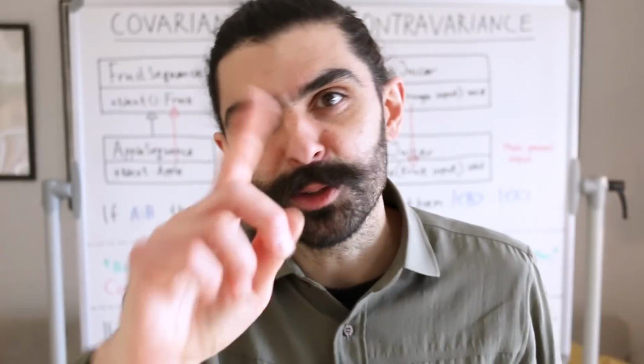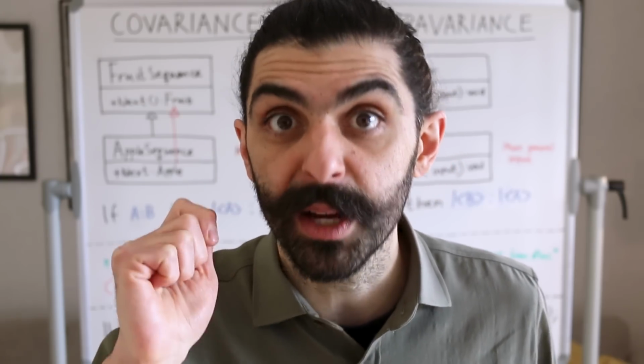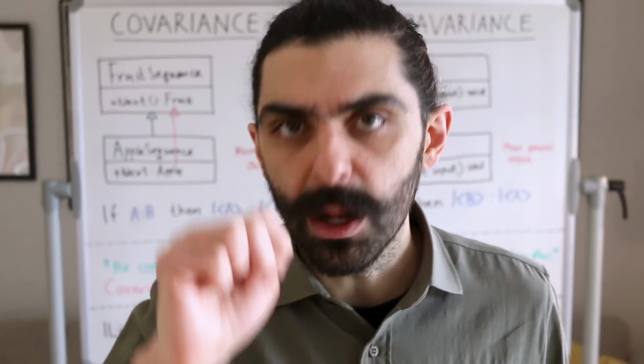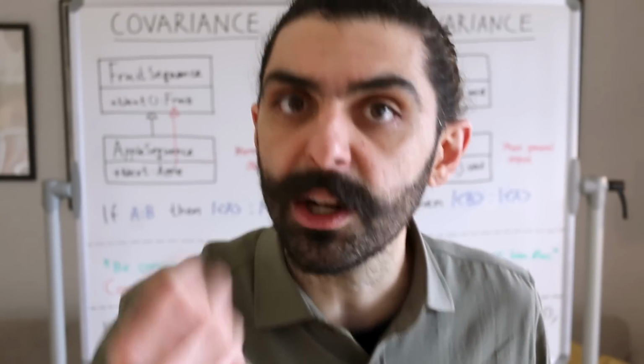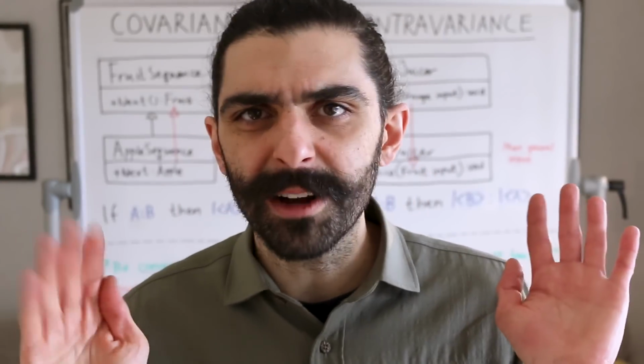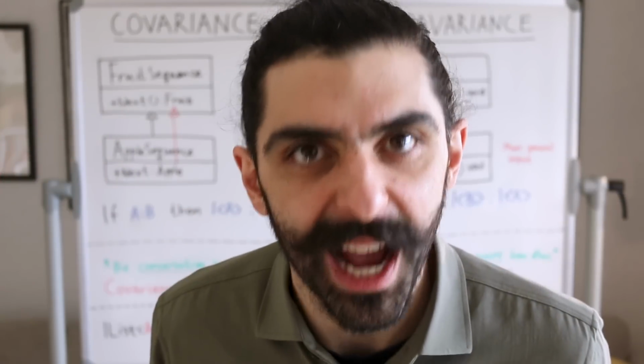So in summary, here's what you need to remember. 1. Covariance allows a type to be replaced by a more specific type. 2. Contravariance allows a type to be replaced by a more general type. 3. Invariance means neither covariant nor contravariant. 4. Contravariance is safe in input and covariance is safe in output.